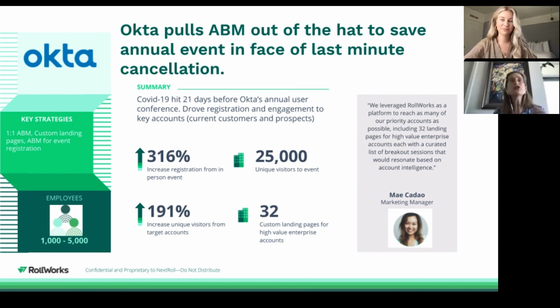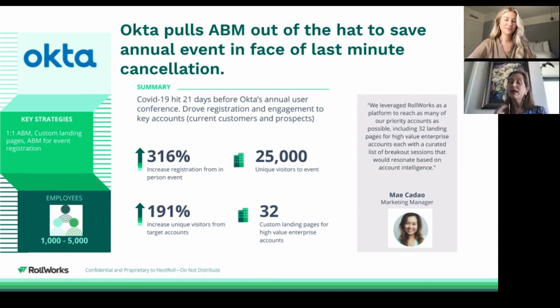A few of the strategies they used here was they had 32 high value accounts they identified that had custom landing pages with custom messaging as well as recommendations of specific sessions they might attend at the event. And then they had custom ads going out to those accounts. And then the other ads were one to few. So they had digital display that were focused more on segments and industries. As a result, they saw a 316% increase in registration from the in-person event.